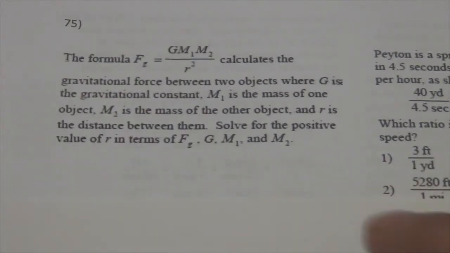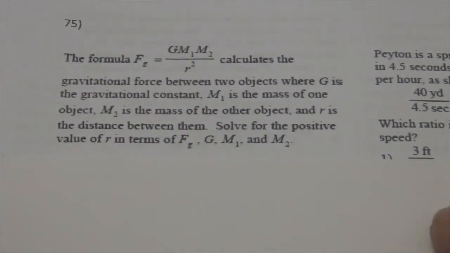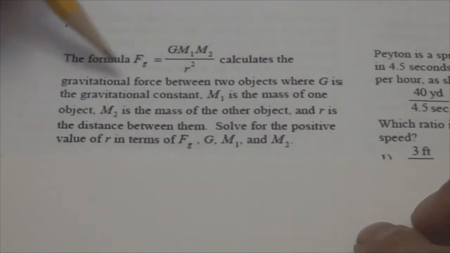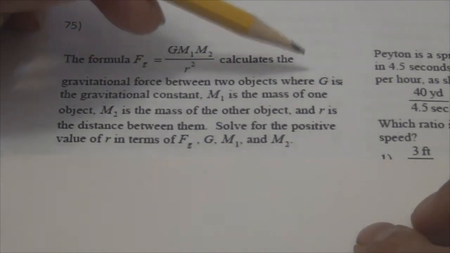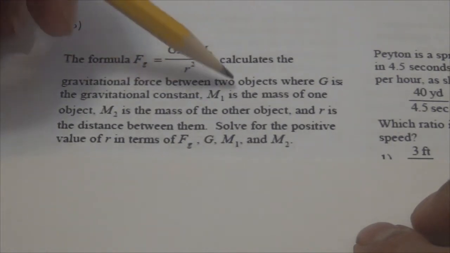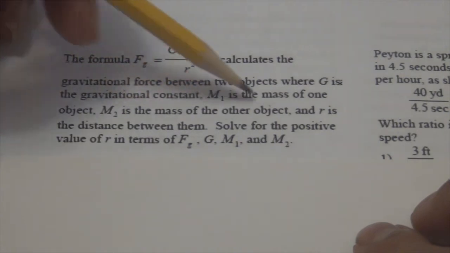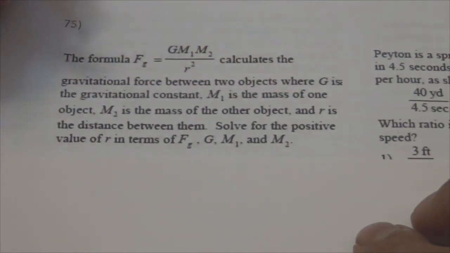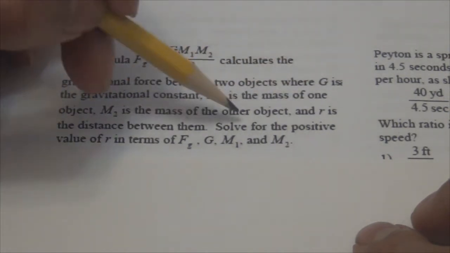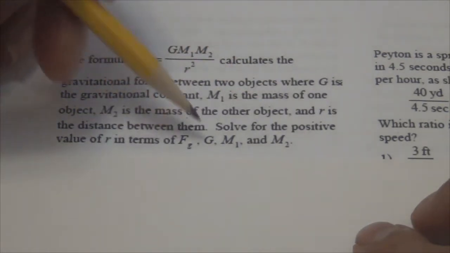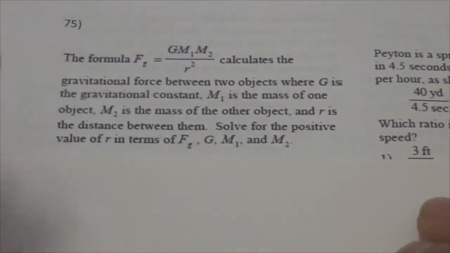Our little formula. What do they want? Let's see. This calculates the gravitational force between two objects, where G is the gravitational constant, m1 is the mass of one object, and m2 is the mass of the other object. And r, of course, is the distance between them. Solve for the positive value of r in terms of F, G, m1, and m2. In other words, solve for r.